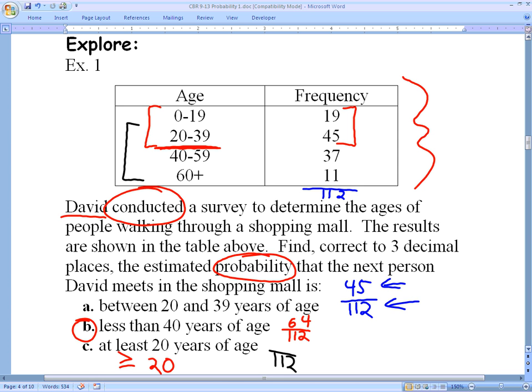And so, what do we have? 45 plus 37 gets 12, 13, carry the 1, 93. Yes, okay. So I have 93 out of 112. Experimental probability.